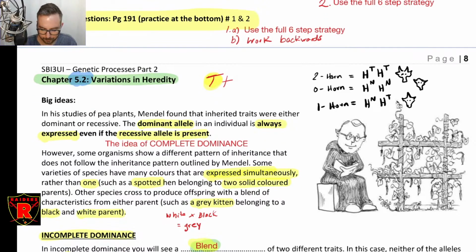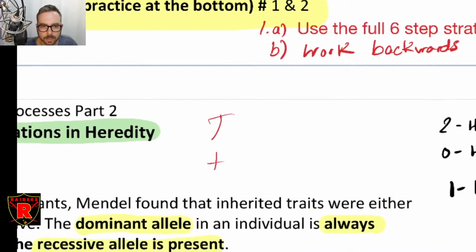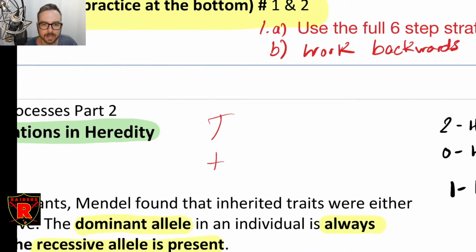So I have one more topic that I'm going to cover today, and that's this idea that not every trait is dominant recessive, or what we called earlier, complete dominance. Remember, complete dominance is where there is a dominant trait and a recessive trait, and the dominant always shows if it's present, and the recessive only shows when you have 2 of the recessive. But other than that, it never shows. Okay, so that's called complete dominance.